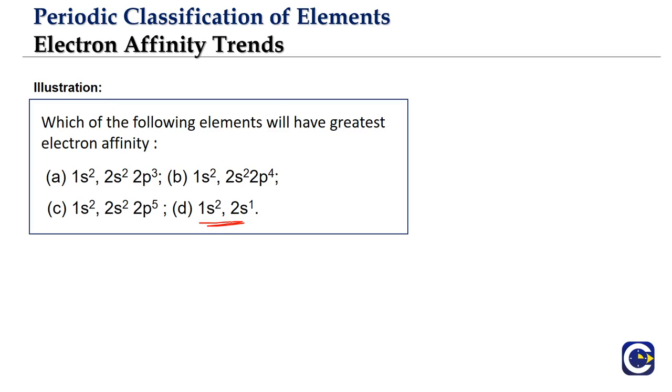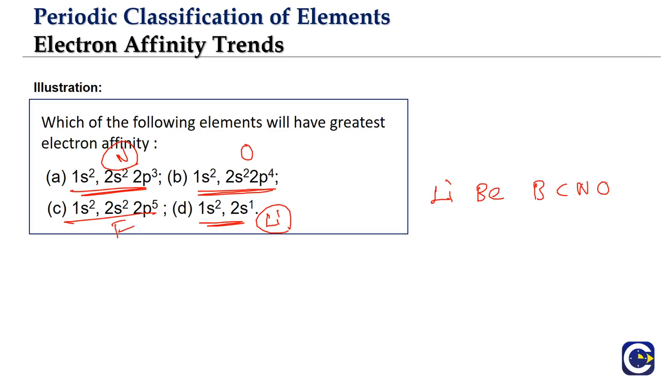So what is this? Option D is nothing but lithium. 1s2 2s1. What is it? It is lithium. Okay. And 1s2 2s2 2p3. What is it? It is nitrogen. 1s2 2s2 2p4. What is this? Oxygen. 1s2 2s2 2p5. What is this? Fluorine. Look at how they will be arranged. Lithium, of course. Then after lithium, what will come? Beryllium, boron, carbon, nitrogen, oxygen, fluorine.